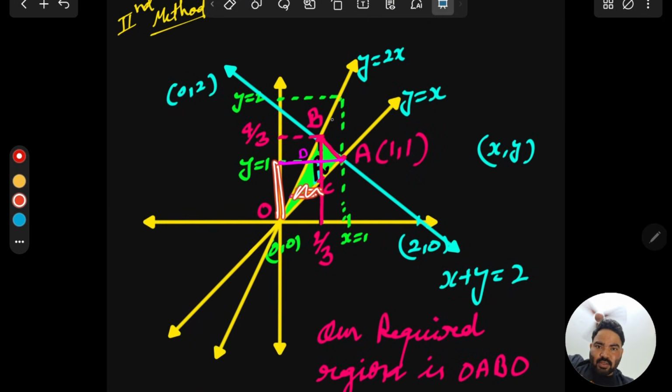The point is, if you solve these two, y equal to x and x plus y equal to 2, just put y equal to x here, you will get x plus x equal to 2, so 2x equal to 2, x equal to 1. If you put x equal to 1 here, you will get the point (1, 1).